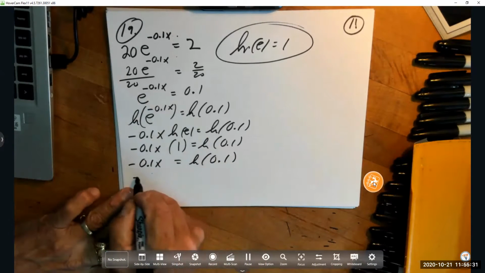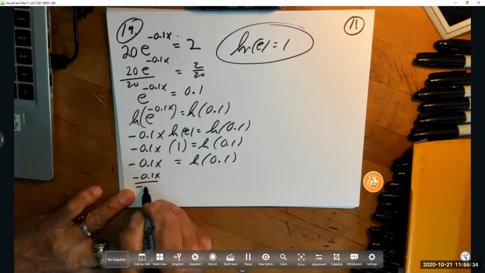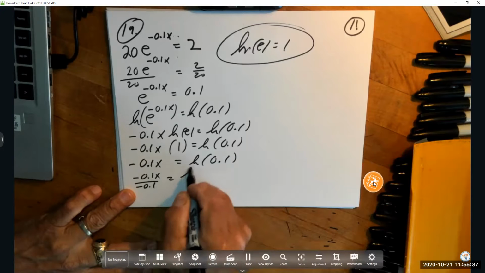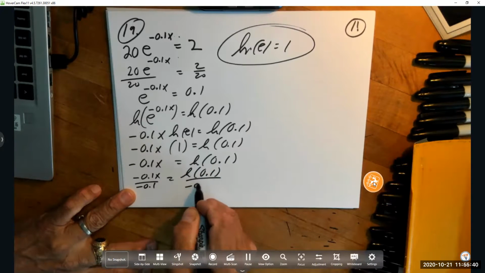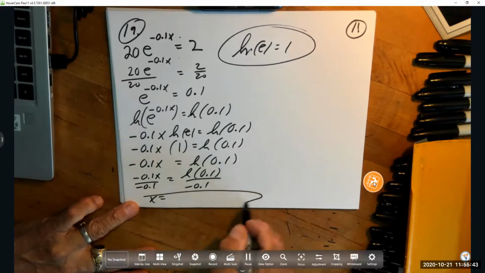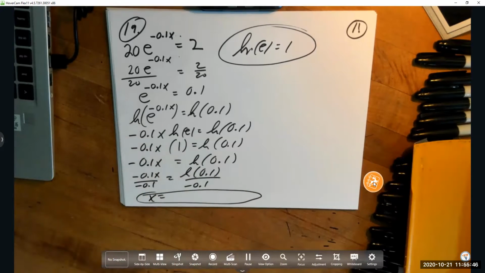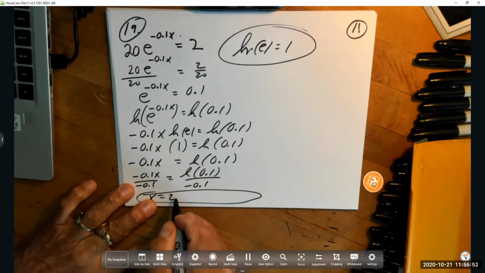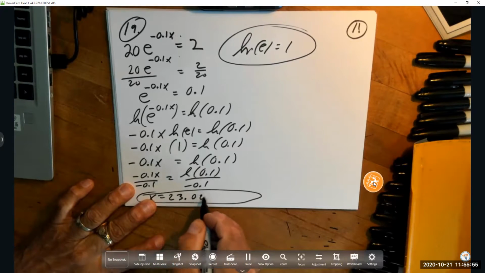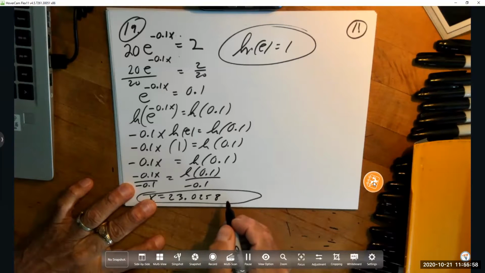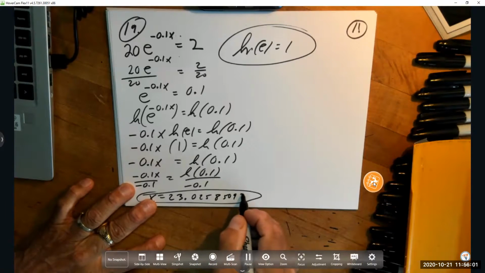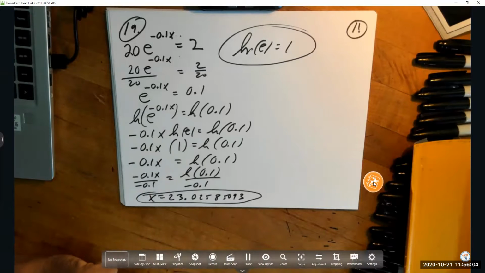So now I divide by what? You tell me. Negative 0.1. By negative 0.1. So, I don't know. What is that? Give me numbers. 23.02585093. Like this. Yes. 23.02585093. Okay. Yeah, that's right. That's what I got.